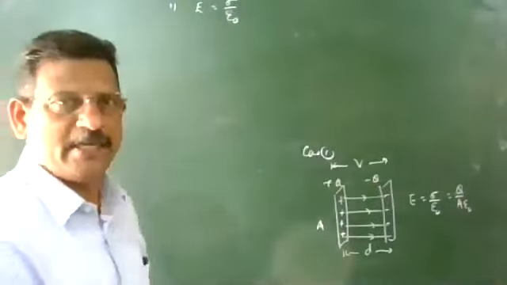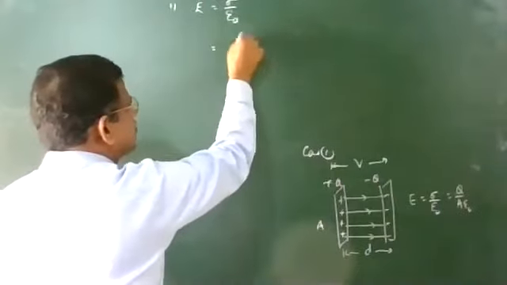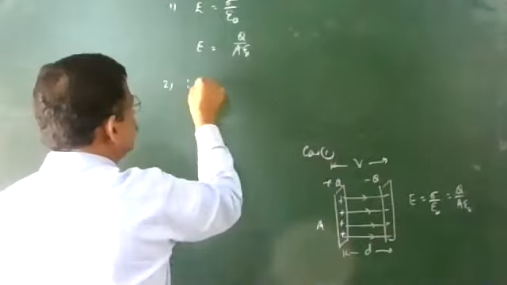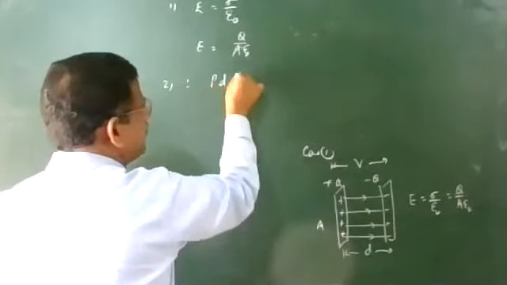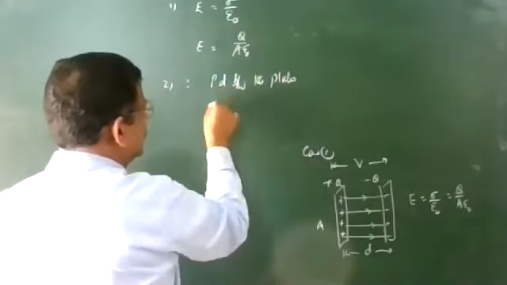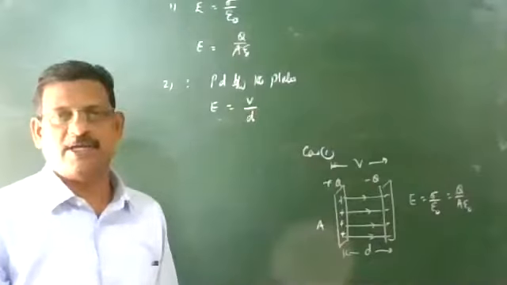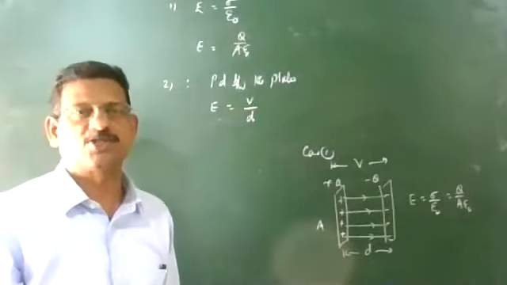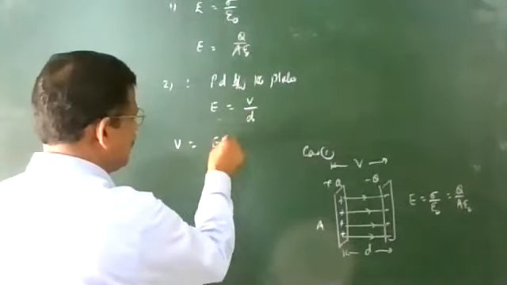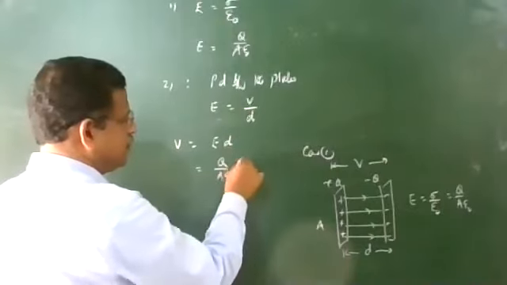So the first point is that the electric field is equal to sigma by epsilon 0, where sigma is the charge per unit area. Second point: what is the potential difference between the plates? Electric field is the potential difference divided by distance, where d is the distance of separation. So potential difference is equal to electric field times distance, which is Q divided by A epsilon 0 into d.